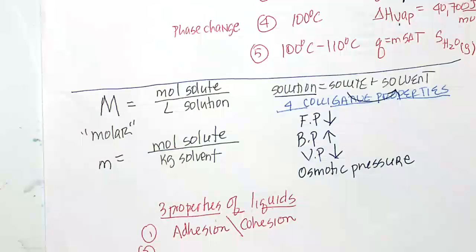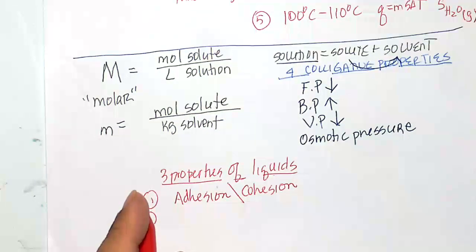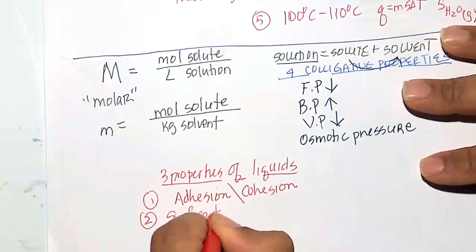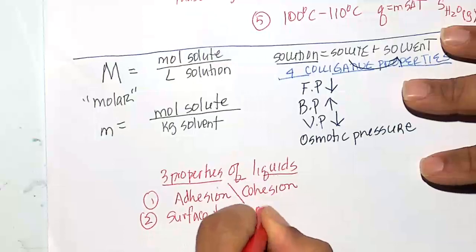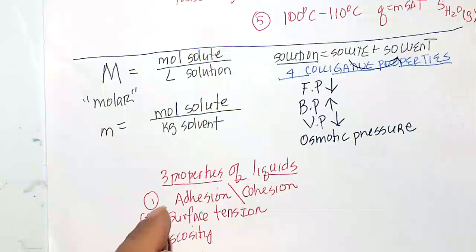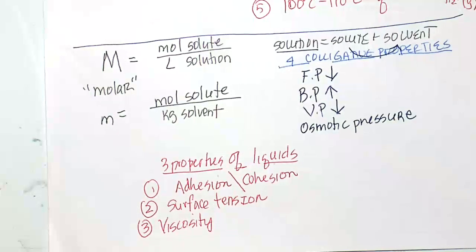Okay, what's the second one? Okay, on the surface we have a little bit stronger IMF, so we have here surface tension. The last one is viscosity. Okay, viscousness, viscosity. Right, what is viscosity? It is something that's a resistance to flow. Okay, some things flow, some things don't flow so easily.